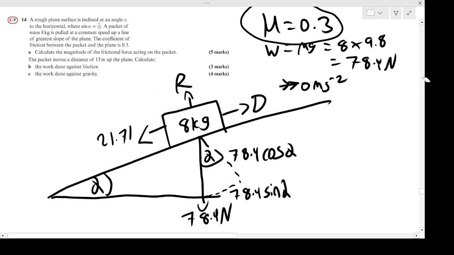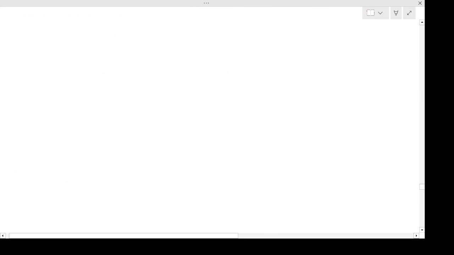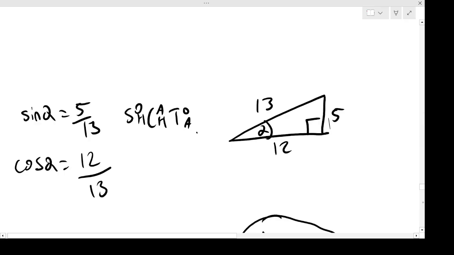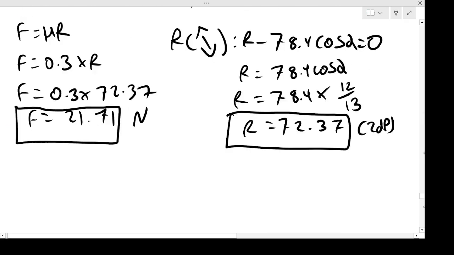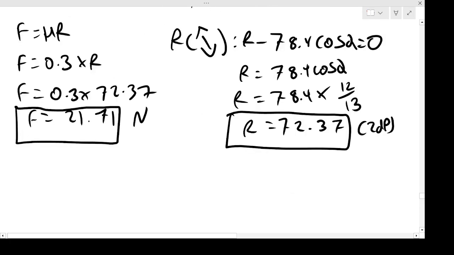And my reaction was, what was it? 72.37. Okay. So that's part A. That's the friction force.